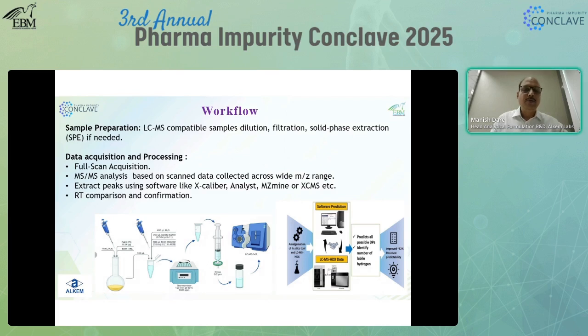Now, coming to the workflow of this mass spectrometry, and how we are going to do the unknown impurity identification. If any unknown impurities are coming up, then we have to develop a mass compatible method, because the liquid chromatography method may not be suitable for mass, as mass is a highly sensitive technique, and a volatile buffer is going to be used for this mass spectrometry. And once the method has been developed, then accordingly dilution, filtration, and solid phase extraction need to be done.